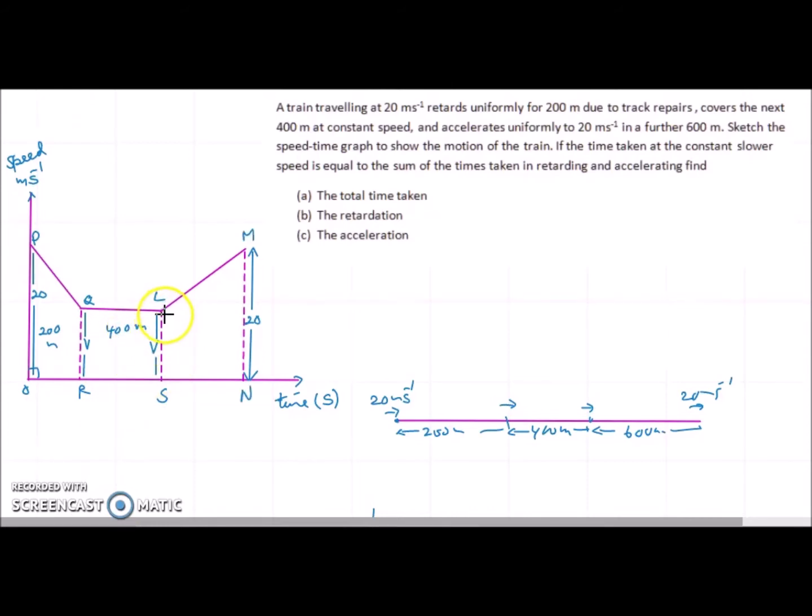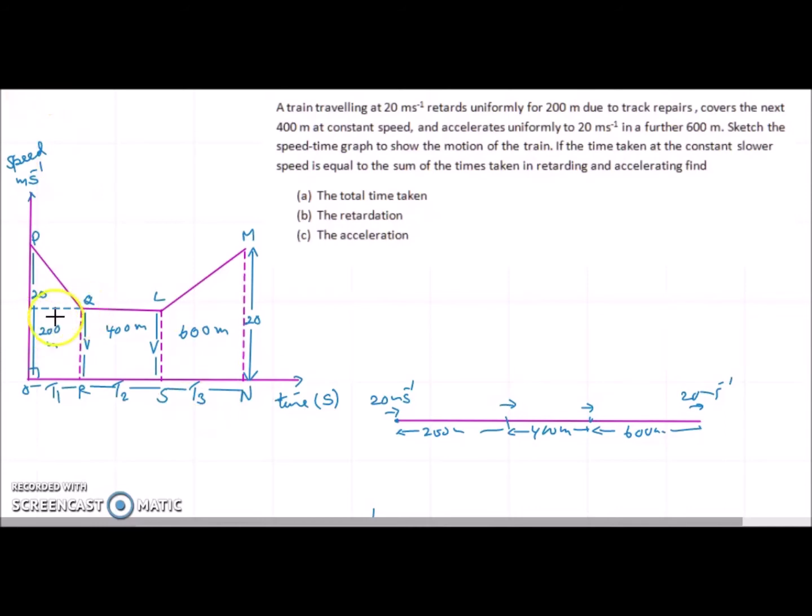From this point, it moves with an acceleration, a distance of 600 meters. The distance is given by the area of LMNS trapezium, that is 600 meters. Let the time taken to move this 200 meters be t1 seconds. Let the time taken to move this 400 meters at constant speed be t2. Let this time be t3 seconds.